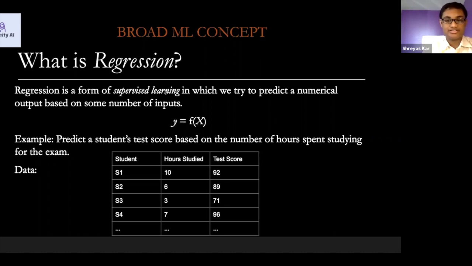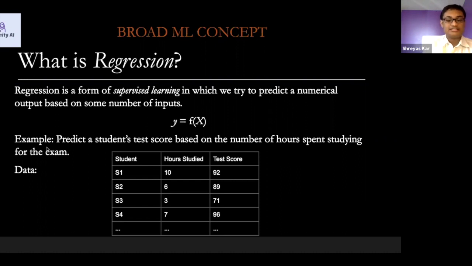So what is regression? Regression is a form of supervised learning, meaning that you're given a bunch of labels and you try to actually learn the rule from it. It's a supervised learning approach wherein you try to predict a numerical output based upon a certain number of inputs. And let's make this a little bit concrete.